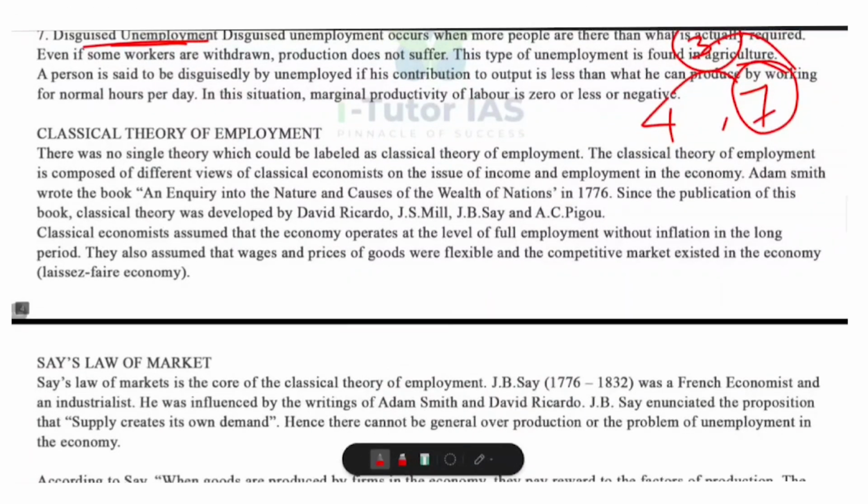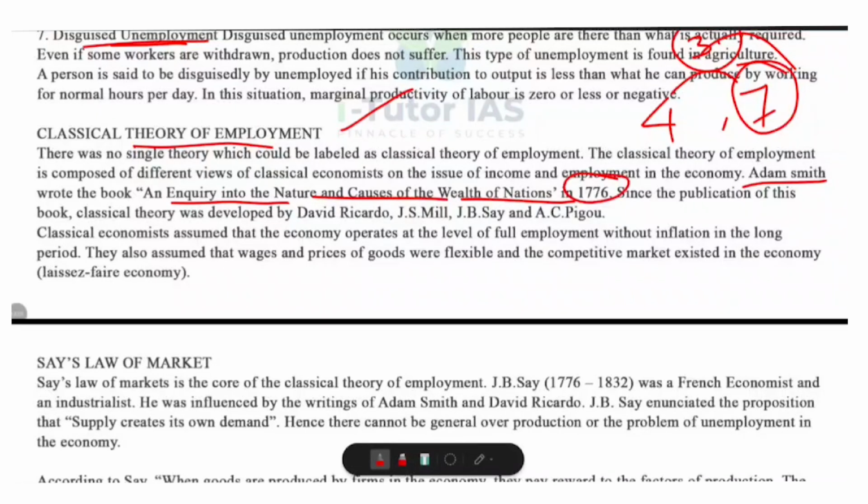Now, we are going to study the classical theory of employment. There wasn't just one single theory called the classical theory of employment. Instead, it is a combination of ideas and views given by several classical economists about how income and employment are determined in an economy. It all began with Adam Smith. Who is Adam Smith? He is known as the father of economics. It all began with Adam Smith, who wrote the famous book An Inquiry into the Nature and Causes of Wealth of Nations in 1776.